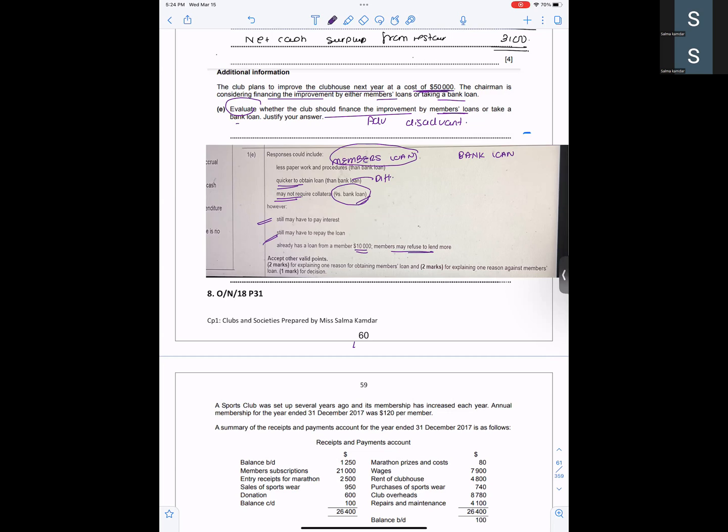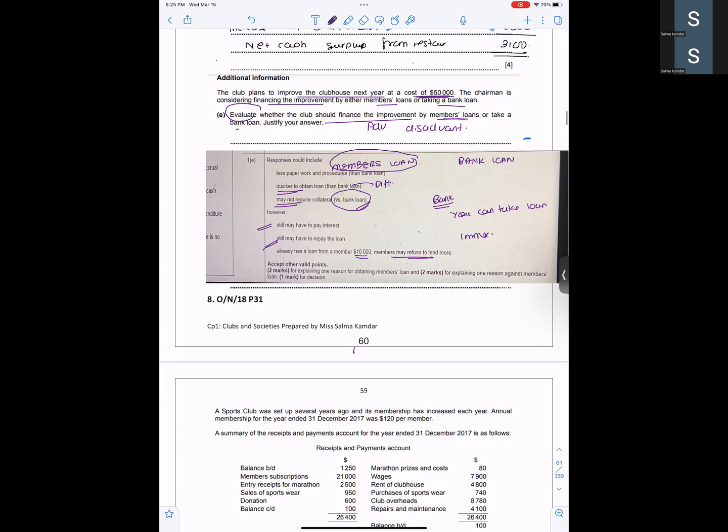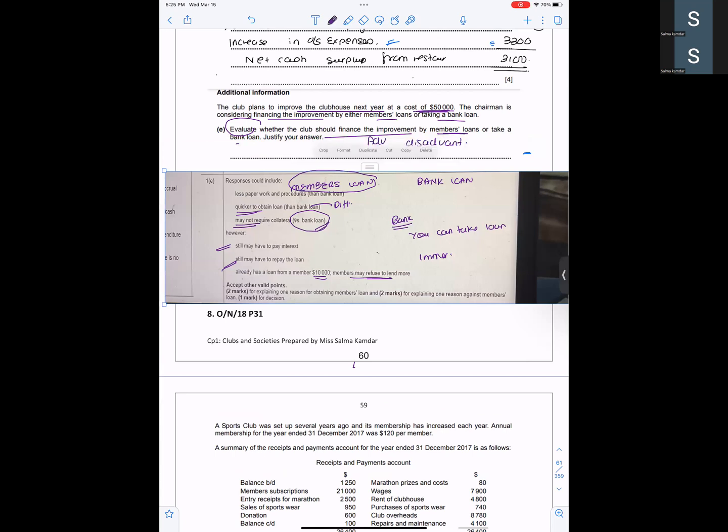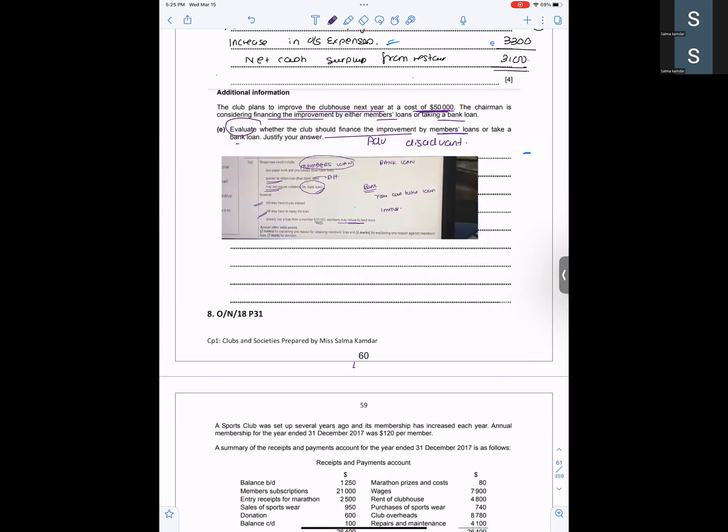Accordingly, if you think that the bank is willing to give you the loan, you can take the loan from the bank. But if you want immediate money, you can take the loan from members. You have to give advantages and disadvantages. 1 mark will be for your decision. Always remember, whenever they ask you about evaluating, give advantages and disadvantages of both the options, and then say why you do what you're thinking to do.